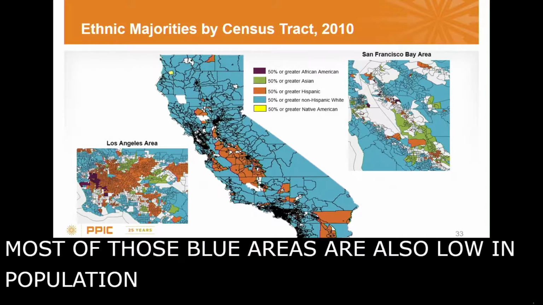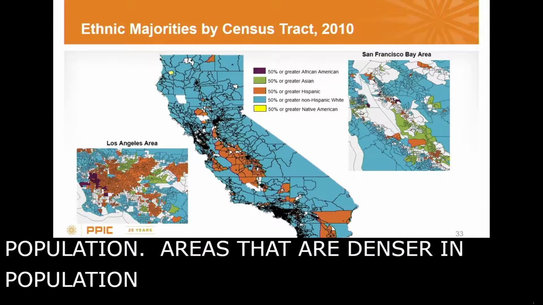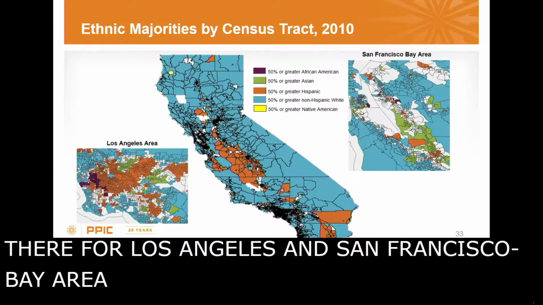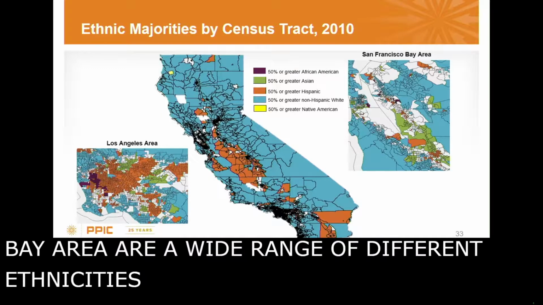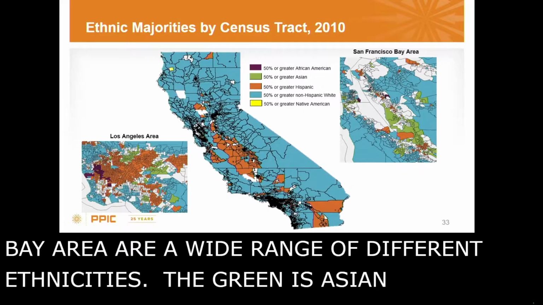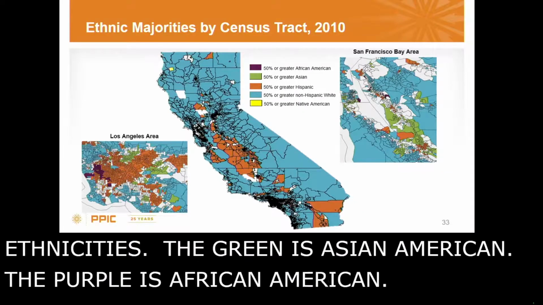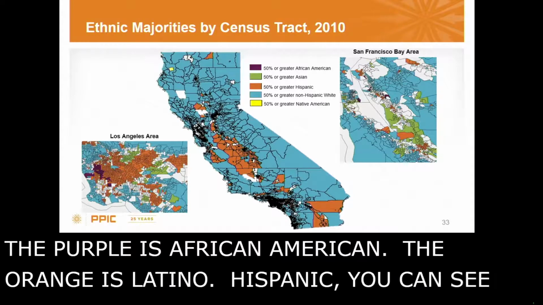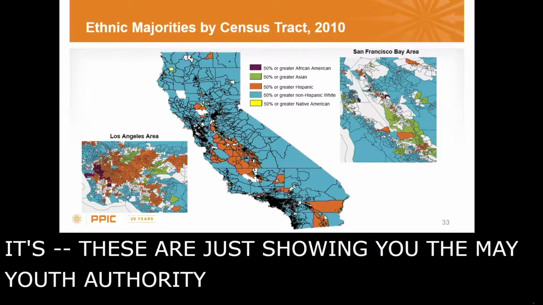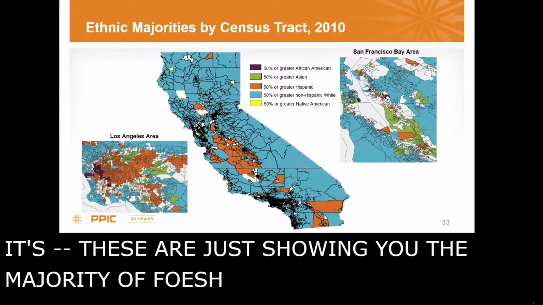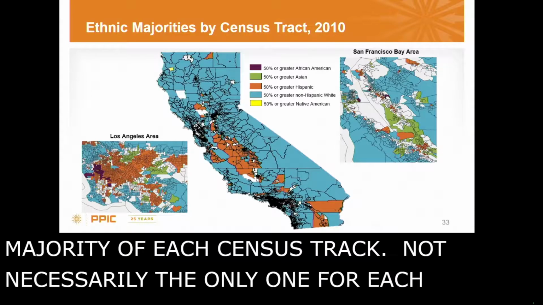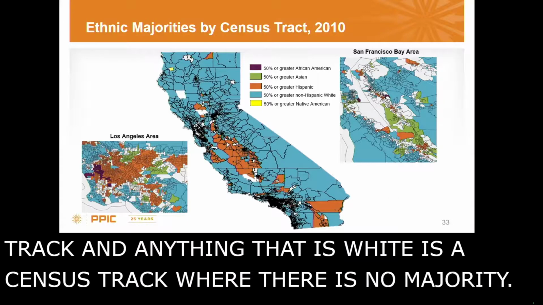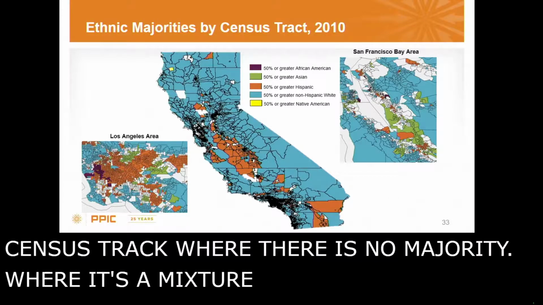The areas that are denser in population, especially, I've got blow-ups there for Los Angeles and the San Francisco Bay Area, are a wide range of different ethnicities. The green is Asian American, the purple is African American, the orange is Latino, Hispanic, and these are just showing you the majority for each census tract, not necessarily the only one for each census tract. And anything that's white is a census tract where there is no majority, where it's a mixture, and at best you have a plurality with one group.